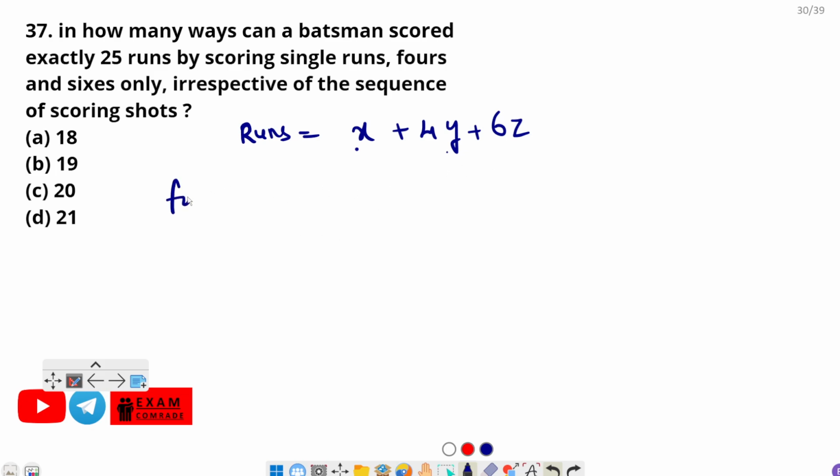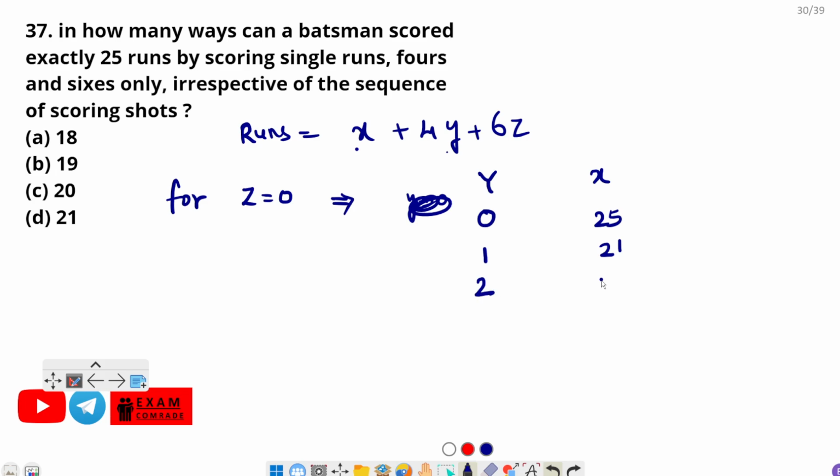For z is equal to 0, y can be 0. Let's write y here, z here, x here. Y can be 0 and x can be 25. Y can be 1 boundary, 1 four, so the remaining 21 runs will be scored in singles.